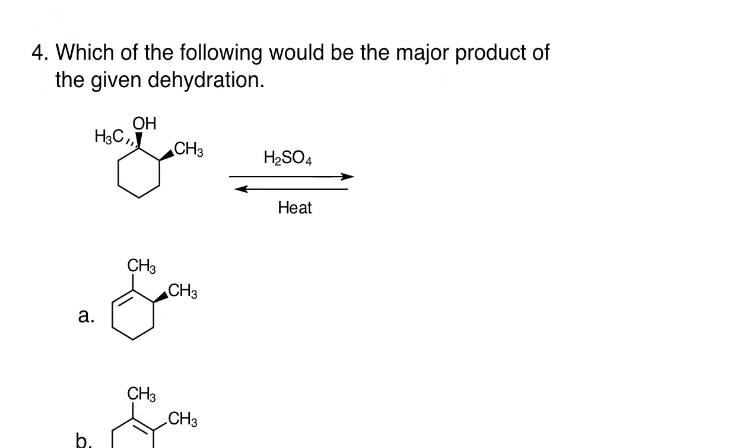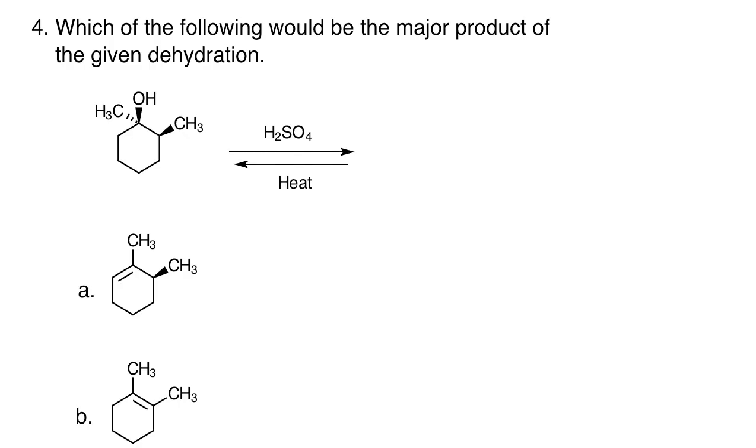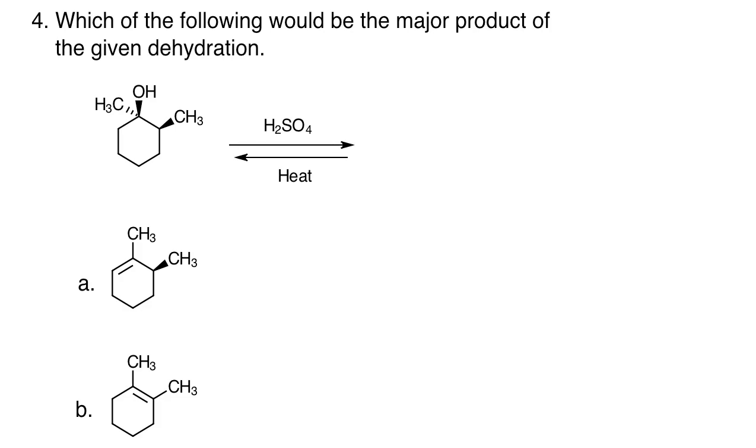All right, 4. Which of the following would be the major product given the dehydration shown? So if you were to take a look at this, keep in mind that when this alcohol protonates and leaves, we're going to leave a carbocation right here on that top portion. My plus charge got a little screwed up there. There you go. That's where the carbocation is going to land.